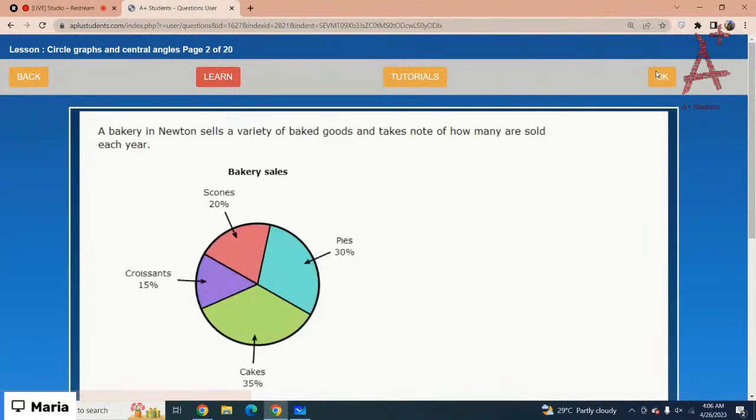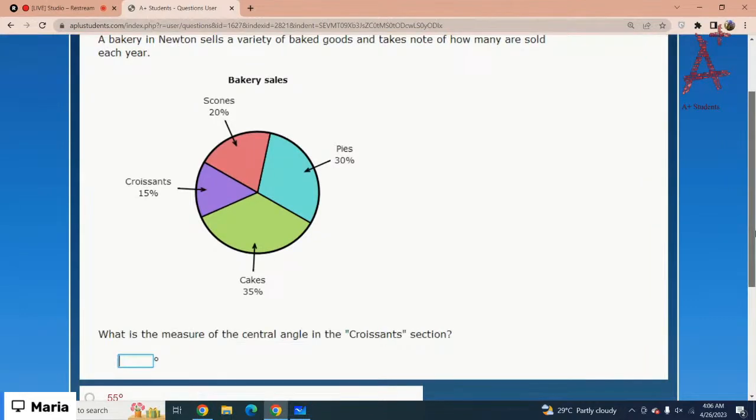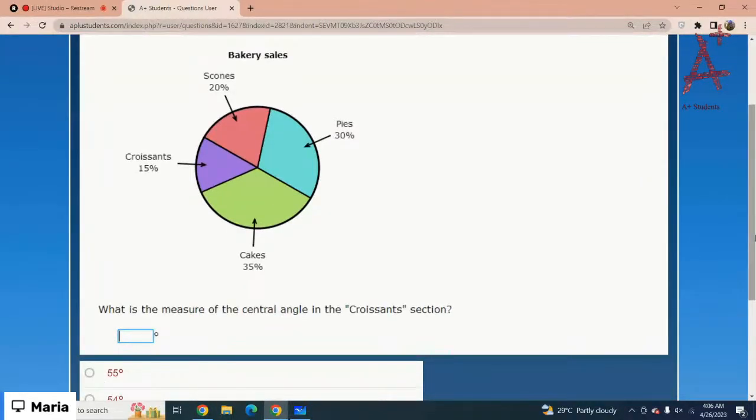Okay, the next one is a bakery in Newton sells a variety of baked goods and takes note of how many are sold each year. Bakery sales. So you need to calculate what is the measure of central angle in croissants section. So it would be 15%. Here you have. So you need to calculate 15% of 360.